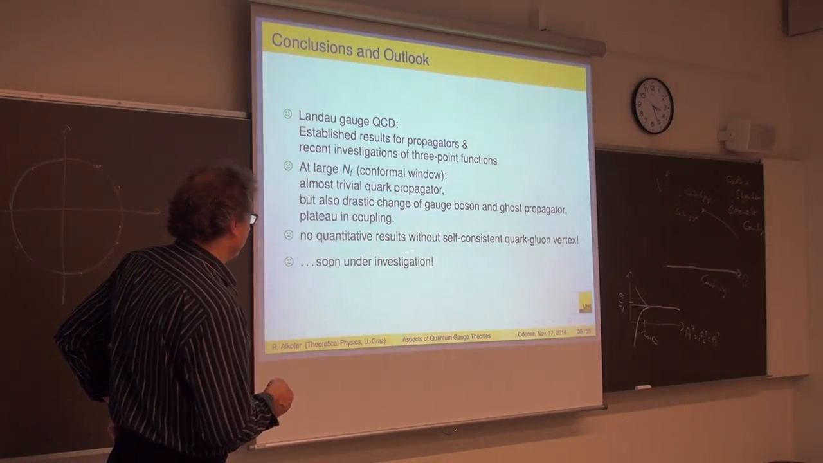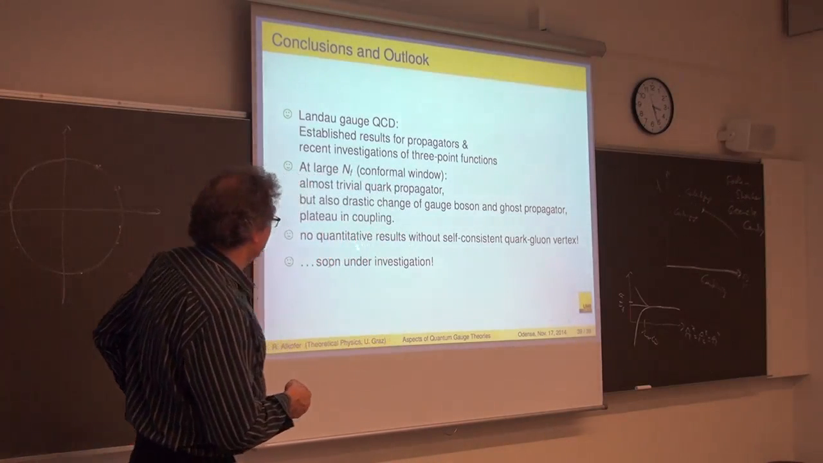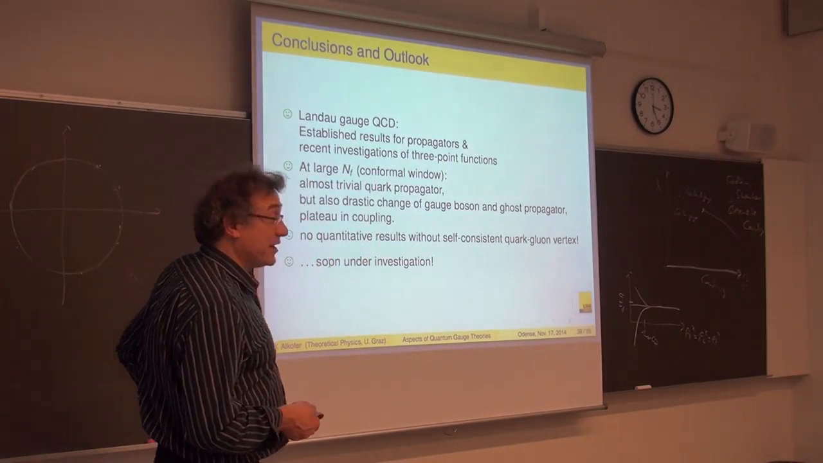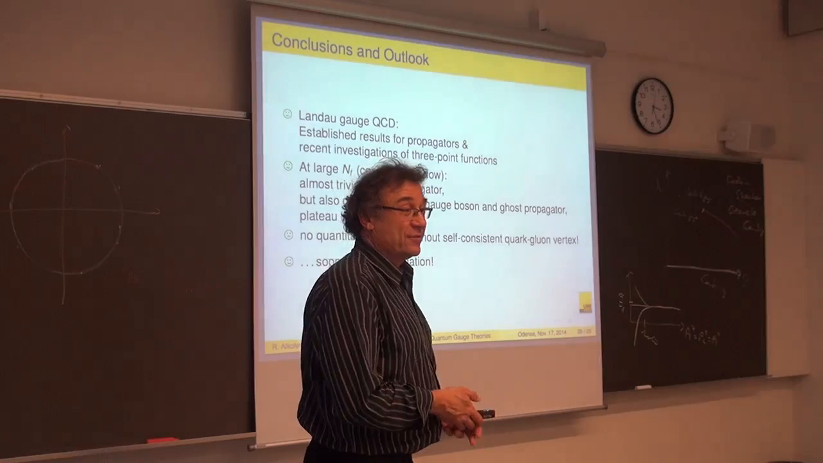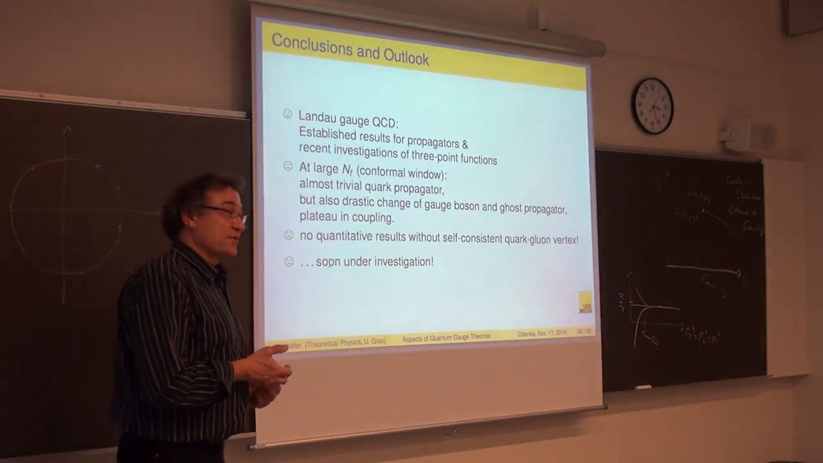So hopefully in a year or a little bit more, I can show you something which I would really consider a prediction from functional methods for the N_f critical. And then of course I would also put in other fermions like symmetric fermions or adjoint fermions.